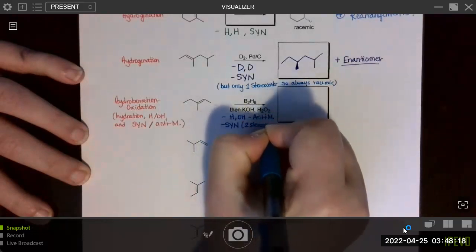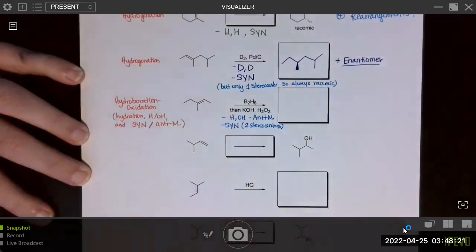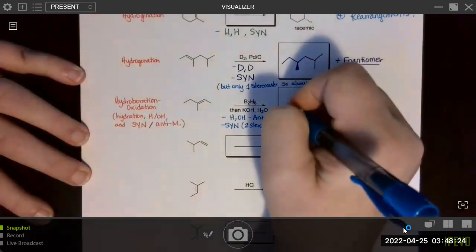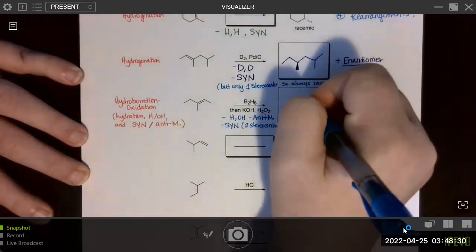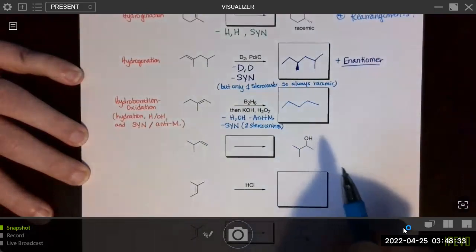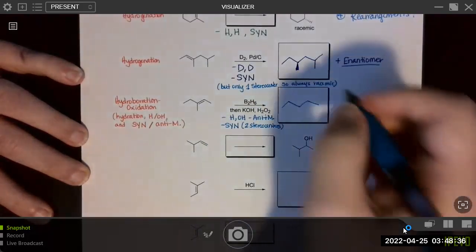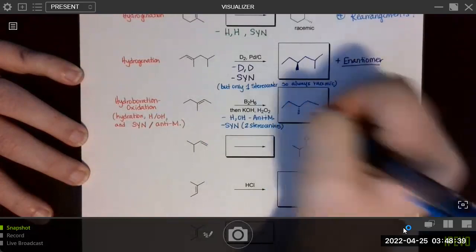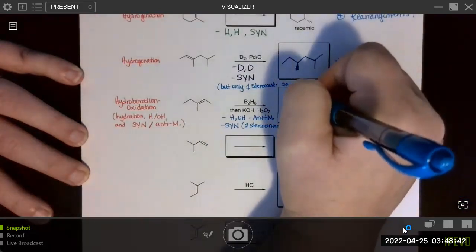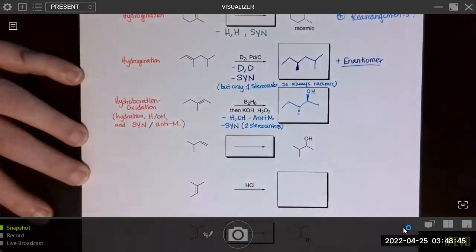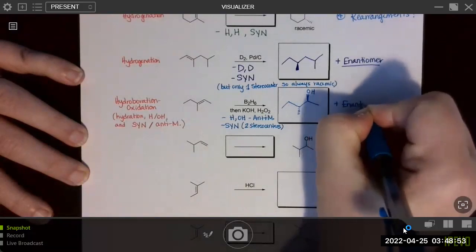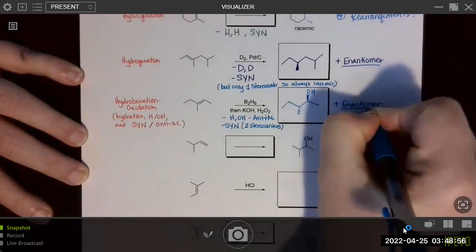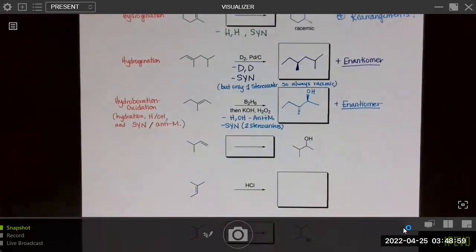This is important now to draw that syn selectivity. So we're going to go ahead and draw that in. Remember, if the hydrogen and OH get added from the top, that pushes the methyl down, right? We would also get the enantiomer here, from when the H and OH get added from the back.